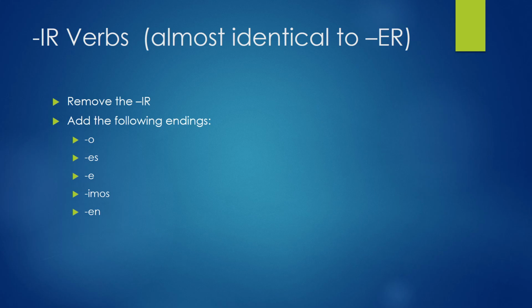For IR verbs, it's pretty easy because it's almost identical to ER verbs. The only difference is in the nosotros form. As you can see, you're going to remove the IR and add one of the following endings. These are identical to the ER endings except for the IMOS. In the ER form, it was EMOS for nosotros, but in the IR verbs, you're going to use IMOS.